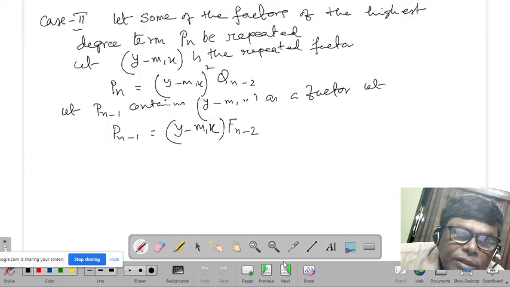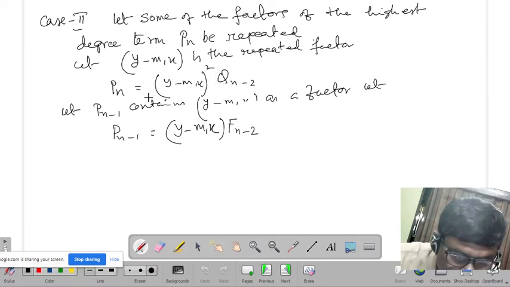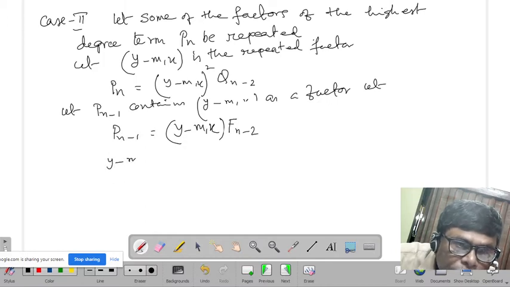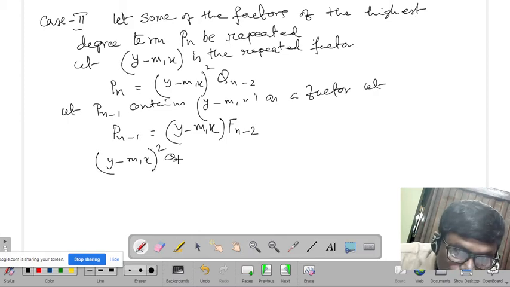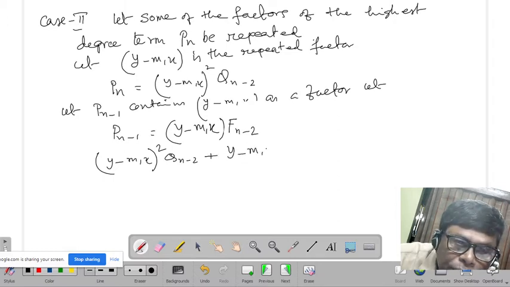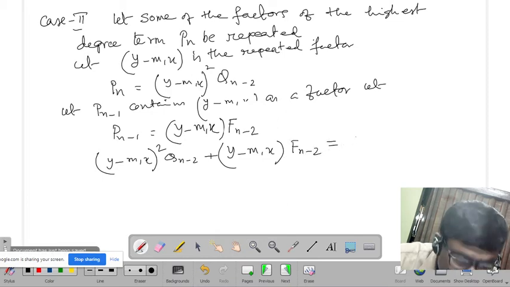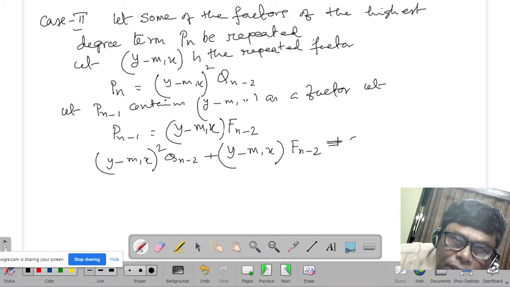Next, so f n minus 2 and q n minus 2 is clear. Suppose Pn, then our given equation looks like this: (y minus m1x) whole square q n minus 2 plus (y minus m1x) into f n minus 2 is equal to plus some remainder term.